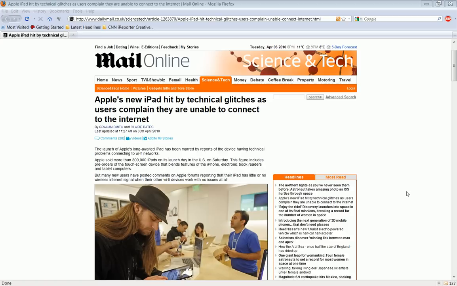Came across this very interesting article. Apple's new iPad hits a technical glitch as users complain they are unable to connect to the internet. Now, a lot of people are saying that the Wi-Fi antenna is behind the Apple logo and it's in a bad area, so the antenna is not working that well. Other people are reporting they're not having any problems at all.